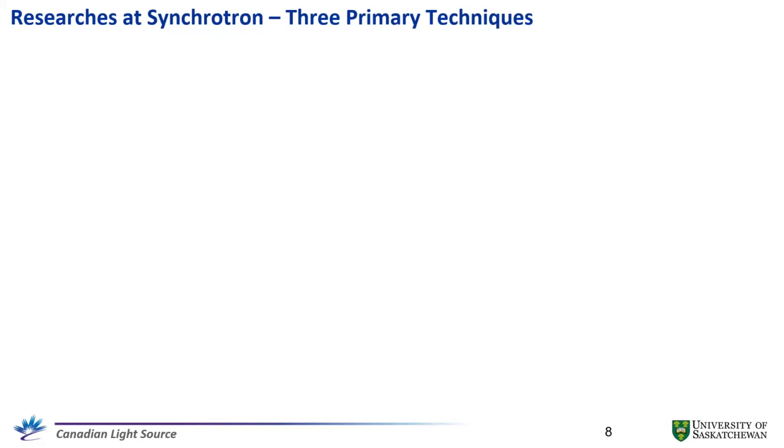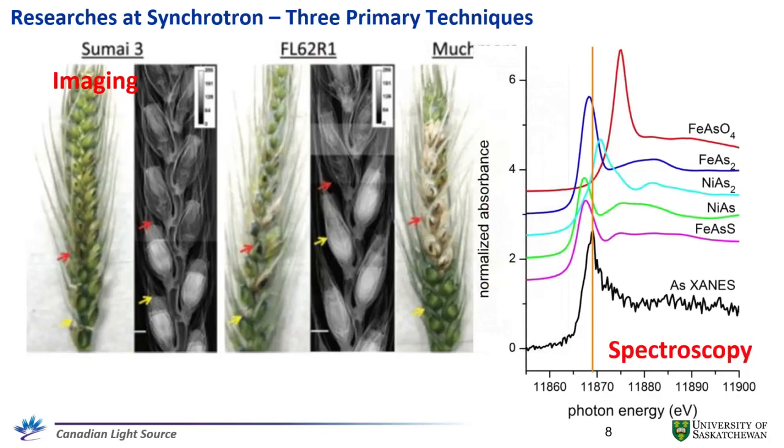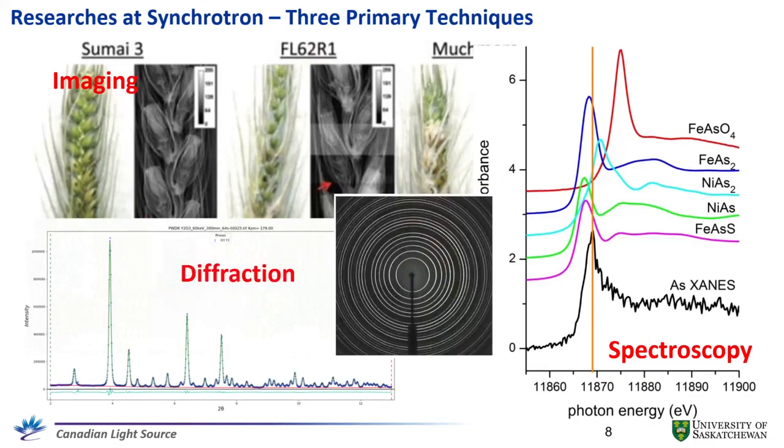Roughly speaking, the synchrotron techniques can be divided into three main categories. The first one is imaging. Everybody likes good pictures, so imaging is of course a lot of the research; they just use imaging to do their research. The second one is spectroscopy. Spectroscopy is mainly for looking at the electronic structure of the material. And the third one is diffraction. You will have a lot of diffraction talks in the next few days.